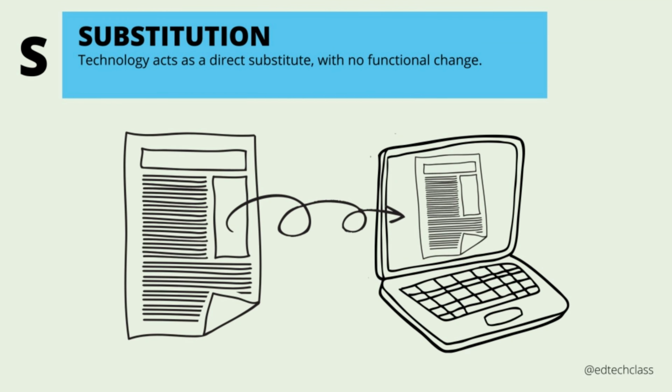So now let's discuss the first level of the SAMR model, which is substitution. When we say substitution, the technology acts as a direct substitute with no functional change. So substitution is when technology directly replaces traditional tools or methods without fundamentally changing the task or learning outcome. For example, as you can see in the picture, instead of using physical textbooks, students read a digital version on a tablet or computer. This simply changes the format of the material but doesn't alter the core learning activity.